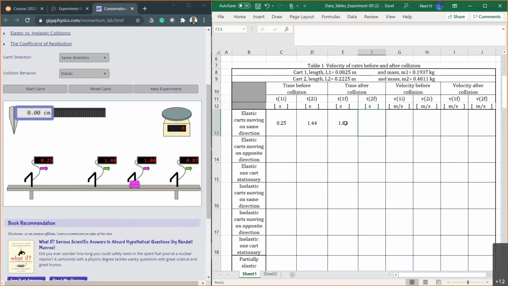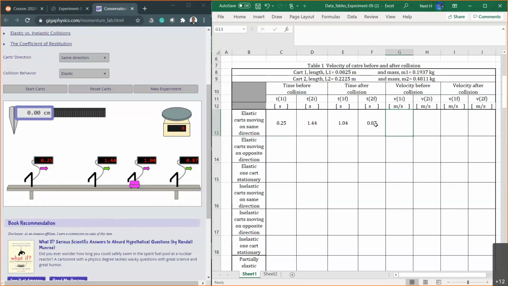You can see the pink one becomes very, very slow after collision. Green one, on the other hand, compared to before the collision, becomes fast. That's expressed by the time values. If you take more time to pass through that photo gate, it means you're moving slower. Right? That's the idea. If it is moving faster, you need a small time to pass through the photo gate.